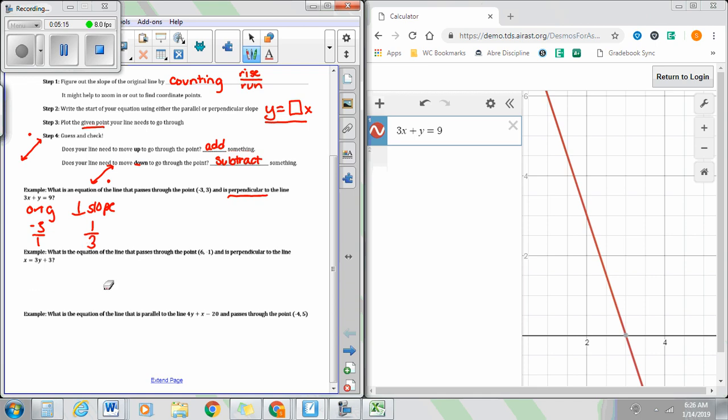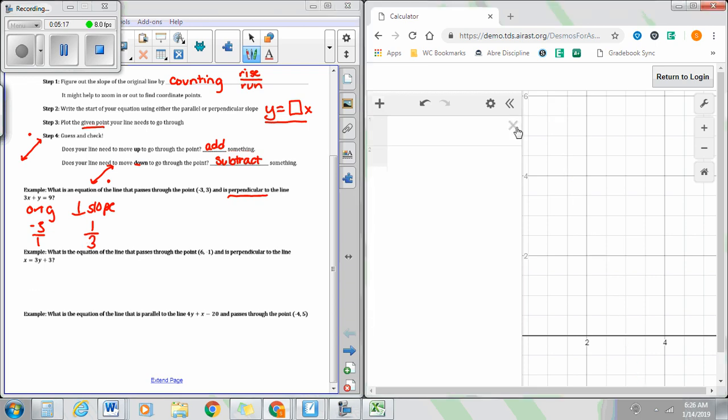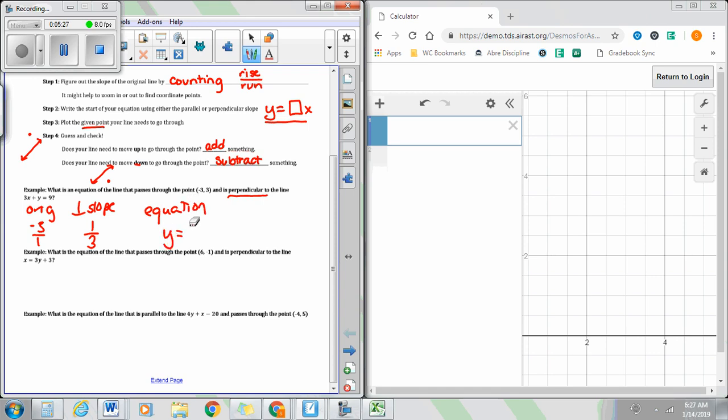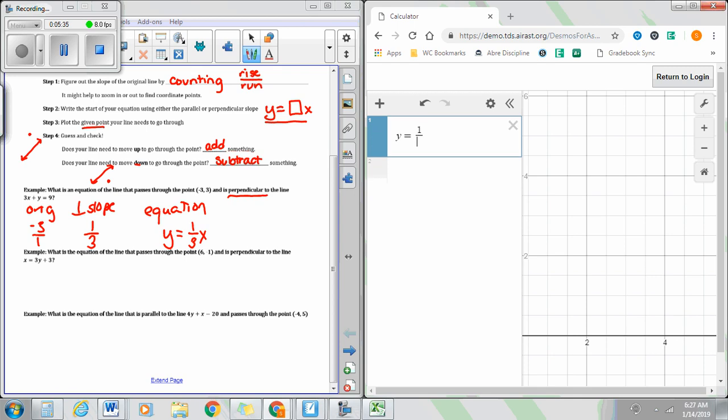So this is how I start. I'm actually going to go ahead and get rid of that line. I can start my equation as y equals 1 over 3x, right? There is my perpendicular slope. It's always y equals that x.